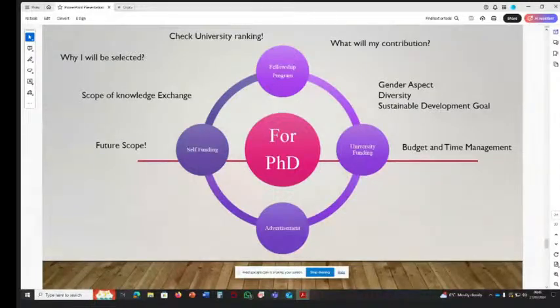If a professor has some funding, they can go for an advertisement for PhD recruitment. Next is self-funding, which is definitely not applicable to us. If you have money, you can go for it. So these are the things to look at: what will be my contribution? When you go for a PhD, you need to think about that.